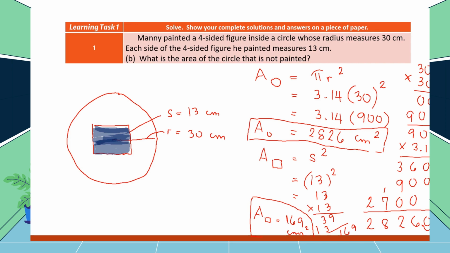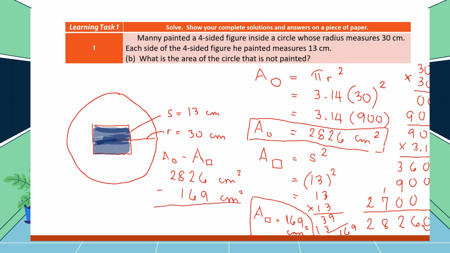Dahil ang tanong ay area of the circle that is not painted, so ang pinakahuli natin gagawin ay yung area, okay, of a circle minus the area of a square na na-compute natin. Bakit? Kasi nga, para mabawas natin yung painted area na ginawa ni Manny. Okay? So, sa makatuwid, meron tayong 2,826 square centimeter minus 169 square centimeter. So, let us subtract.